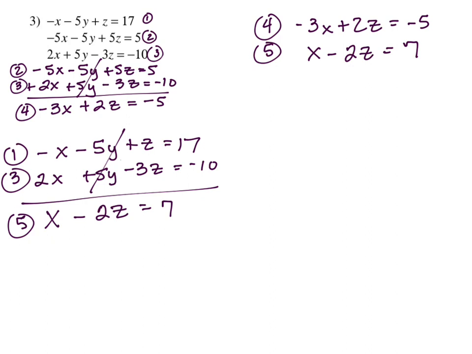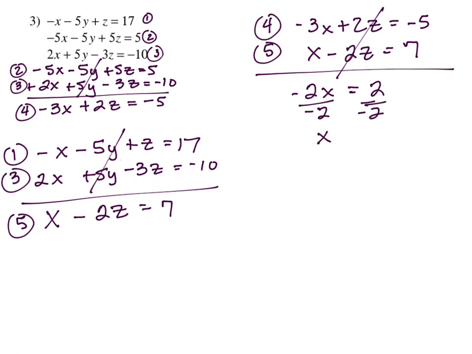So you're stacking equations 4 and 5. What are we eliminating this time? Z. 2z minus 2z. Z's are gone. And so what do we have? Negative 3x plus 1x makes negative 2x. Negative 5 plus 7. So we can divide by that negative 2. And what's x?